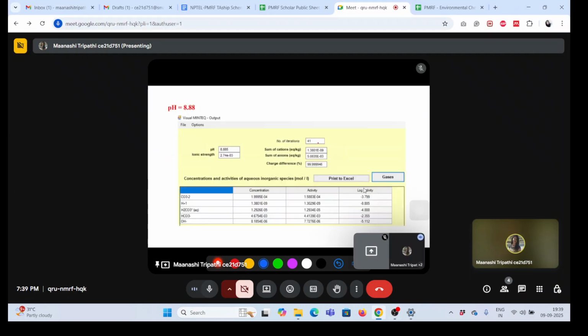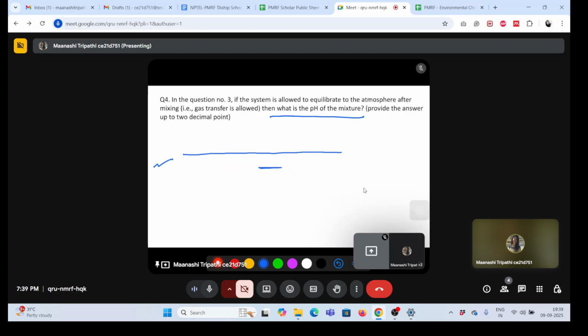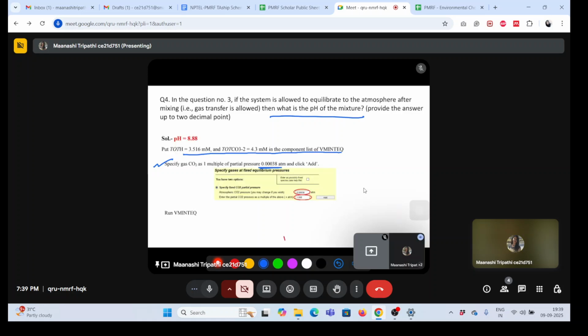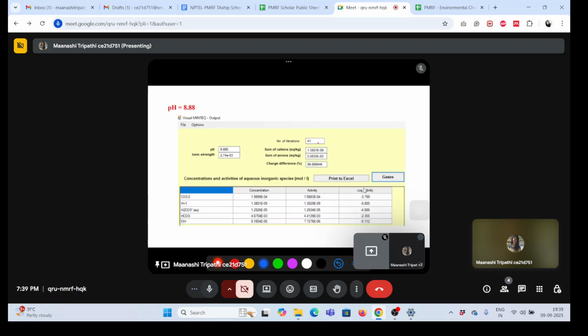So yeah, where were we? So since now the system is in equilibrium with the atmosphere, we can give partial pressure of CO2 as well, which is 0.00038. It is like this by default, but you can change it. So after putting all these values, we will simply get the result. You can use software for this kind of problem. Instead of going through a long procedure of solving the problems, we can get it simply by this software.